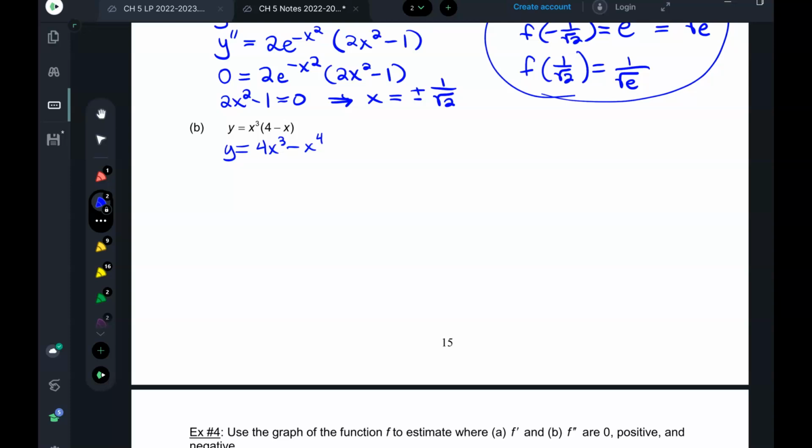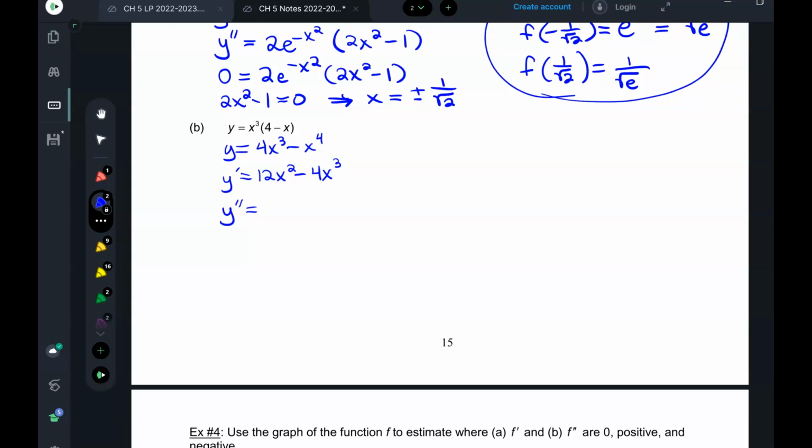The homework? Okay. This one's easy. This is a parabola. So first thing I did was I just decided to multiply it out because I think it's easier to work with. First derivative is 12x squared minus 4x cubed.